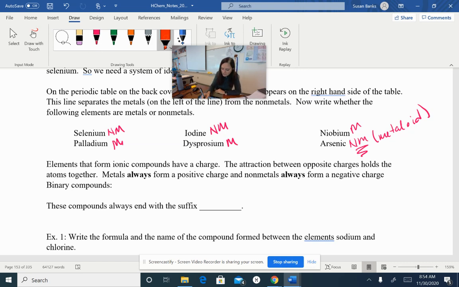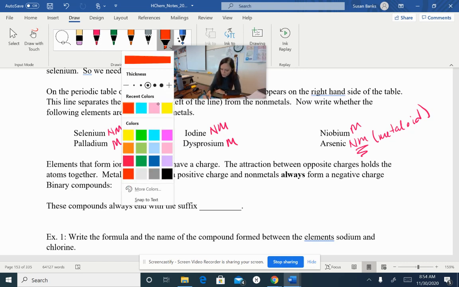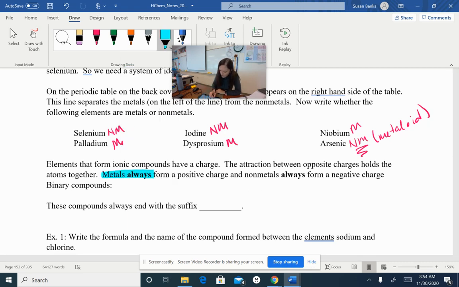So I want to highlight that because I really want you to remember that. Metals are always positive and nonmetals are always negative. I will be a very, very sad chemistry teacher if you assign a negative charge to a metal and if you assign a positive charge to a nonmetal. That would mean that I didn't do my job right. Okay, so remember, metals are always positive. Remember that nonmetals are always negative.